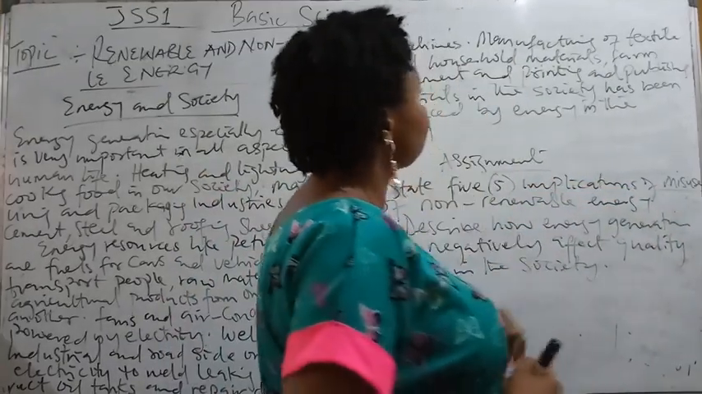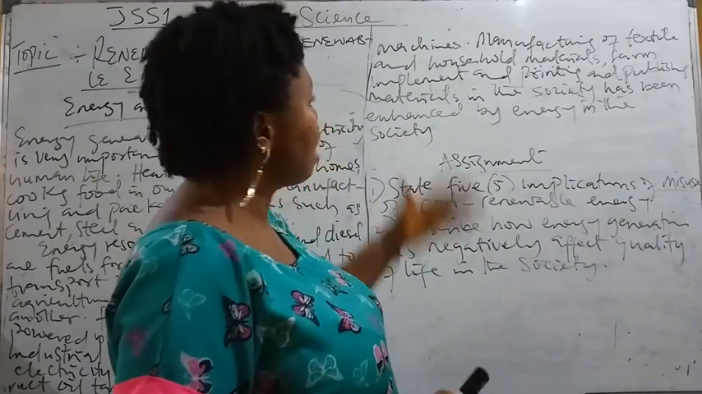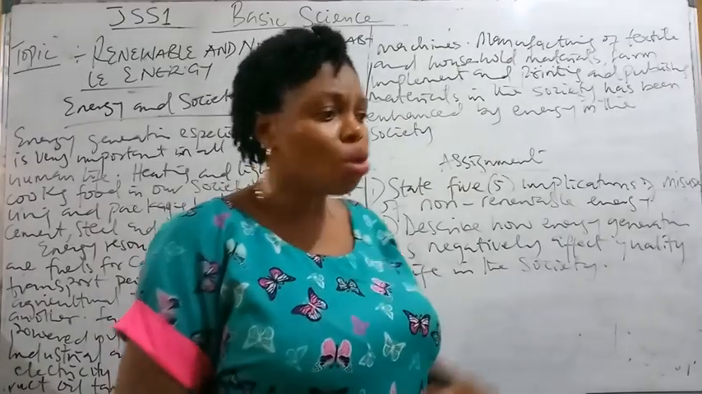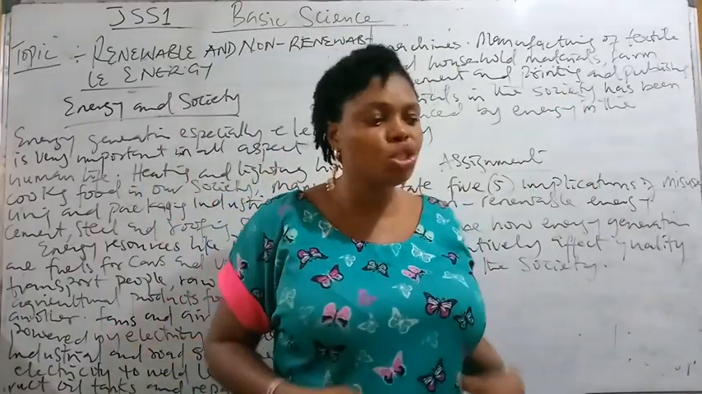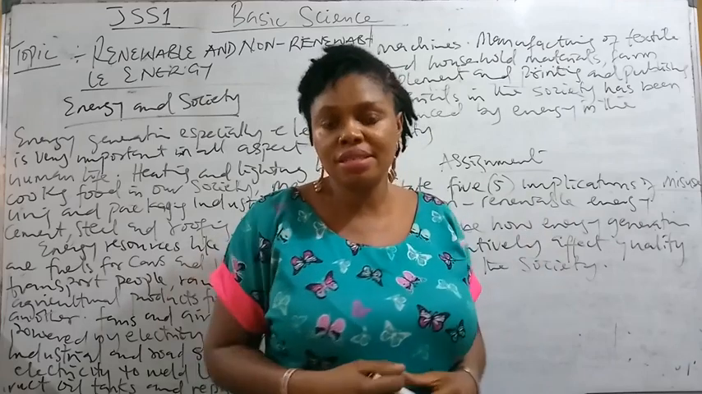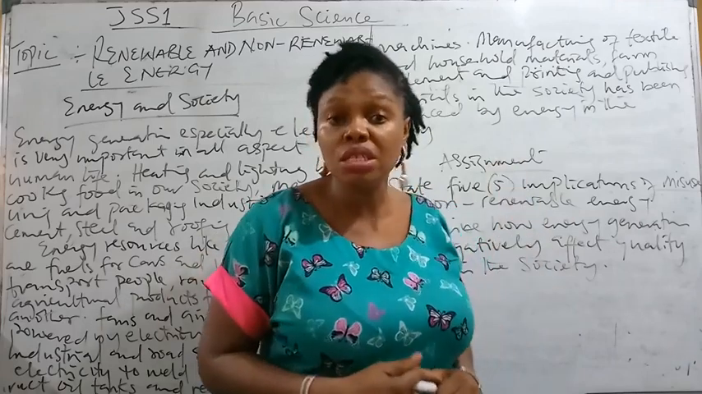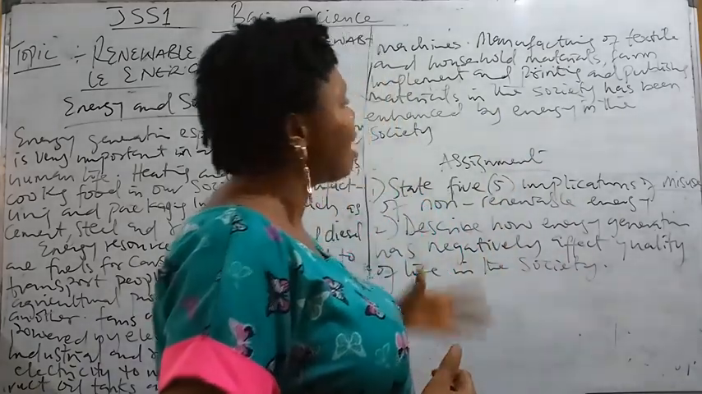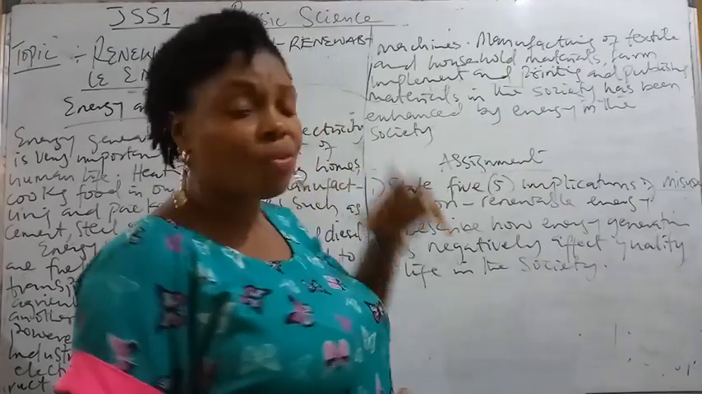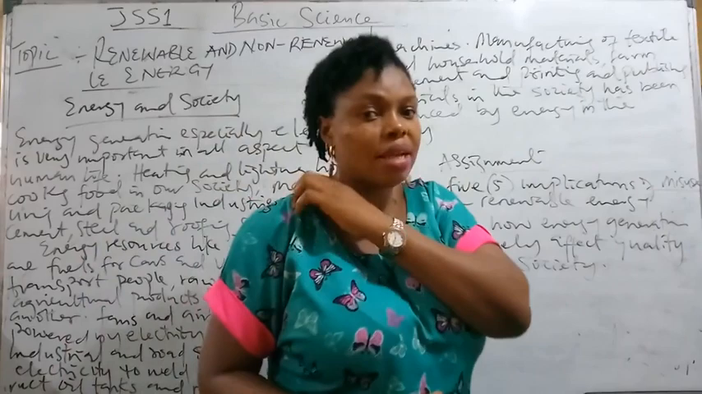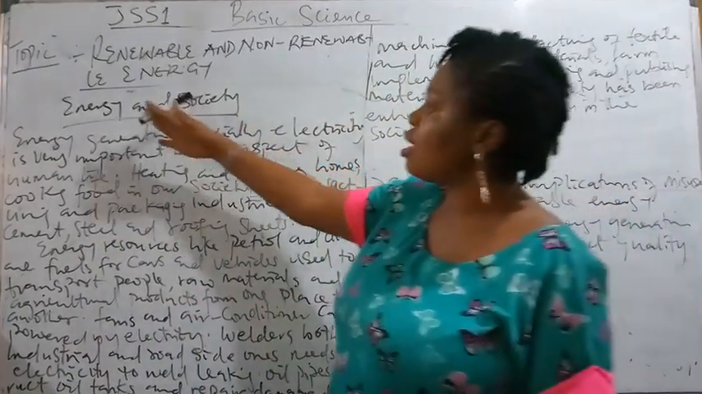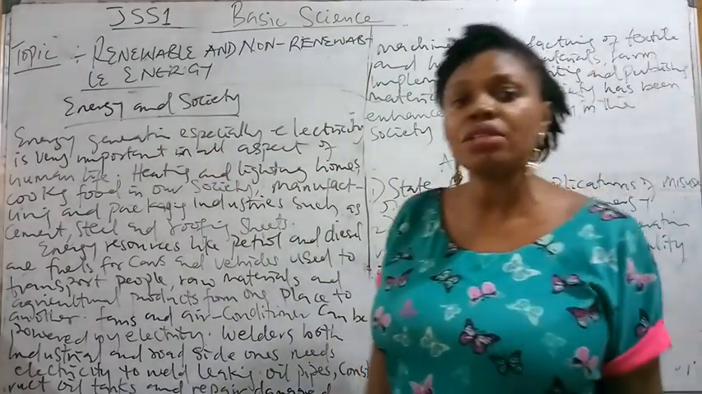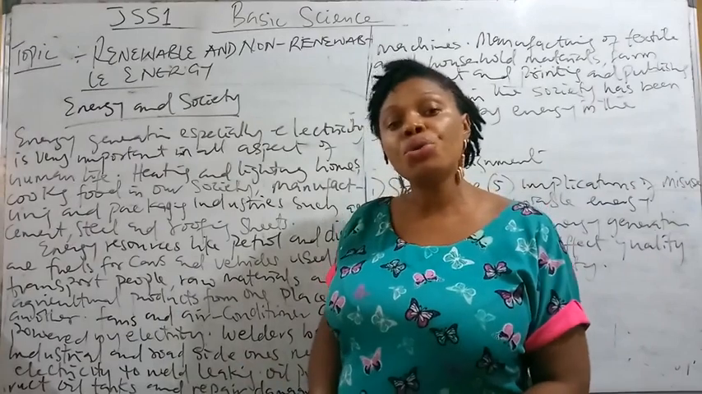The manufacturing textile companies, the household materials, the farm implements, the printers, the publishers, those that publish the books you read, your textbooks, your notebooks, they need light. Your ICT department in the school here, you see, there is always light there. So energy has really enhanced everything that we do in the society. That is what we are talking about here in energy and society. So a recap of what we have learned so far, which is renewable and non-renewable energy.